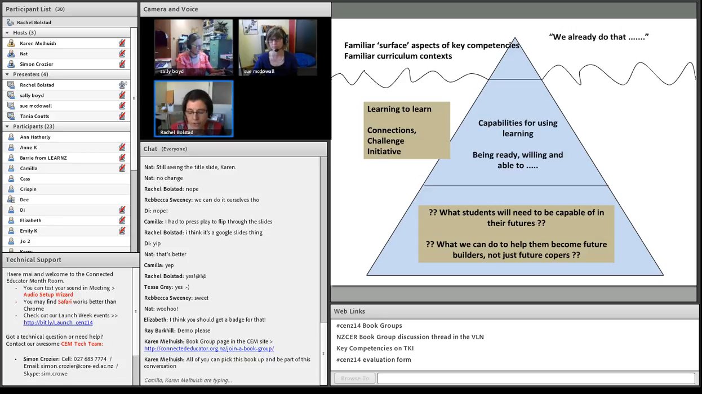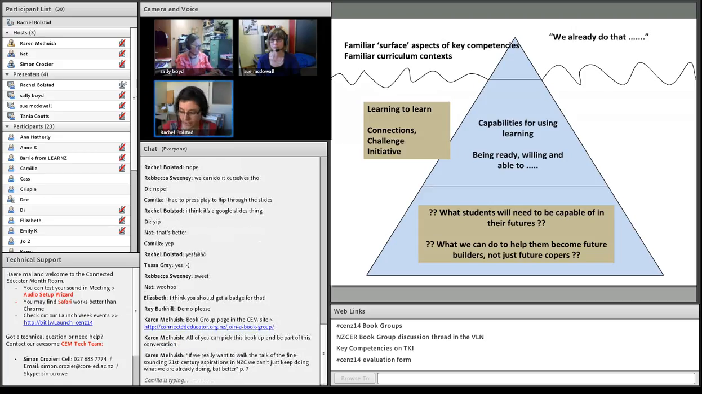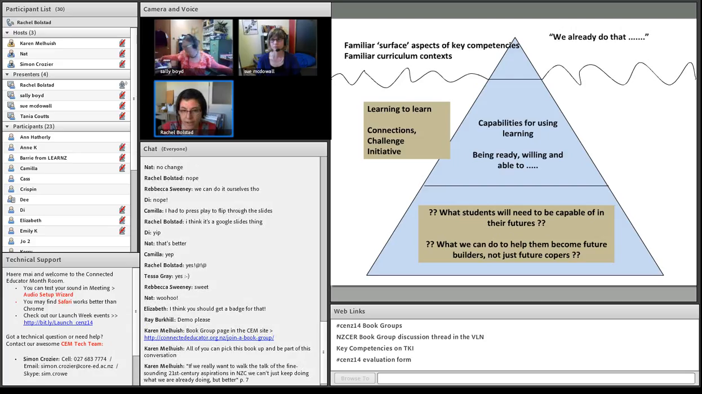But there have been other projects that also dip below the surface. For example, the Key Competencies and Effective Pedagogy project, I think, Sue, you worked on that with Rose, identified challenges, connections, and initiative as characteristic of learning designed to stretch students' competencies. And Rose is working on the learning to learn link at the moment, and she says she hopes to have some new ideas out soon.